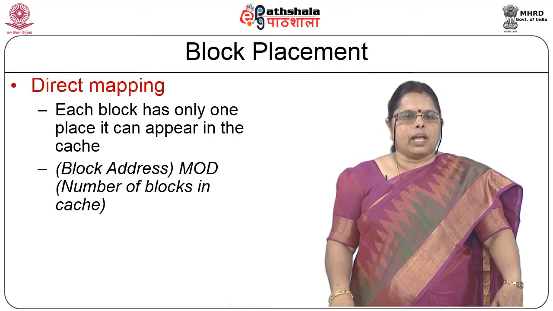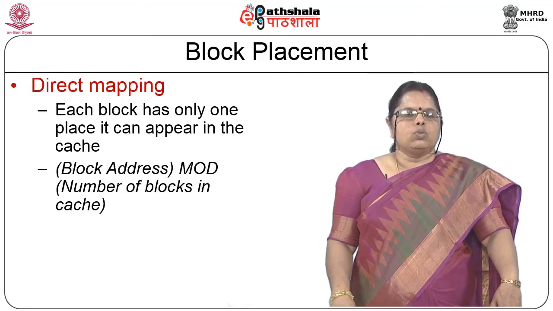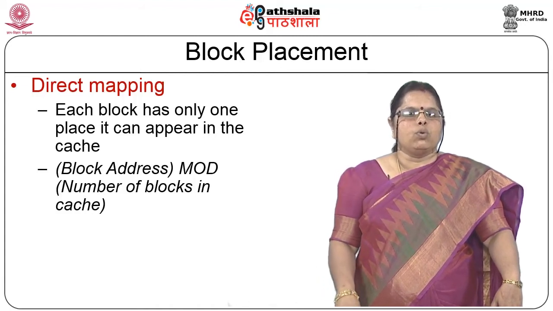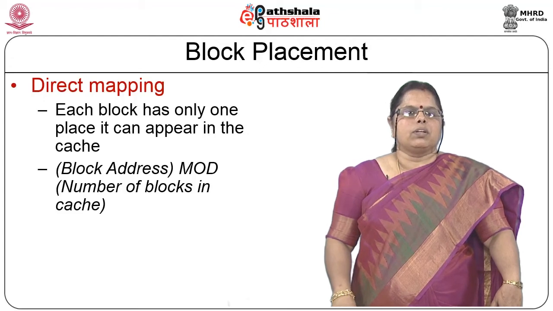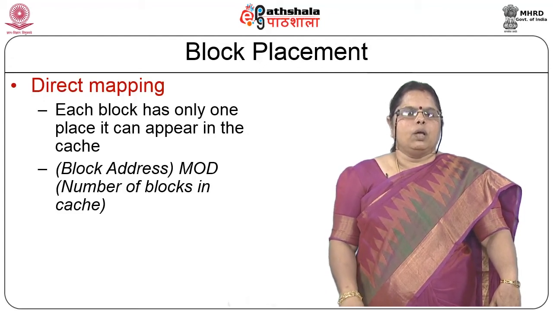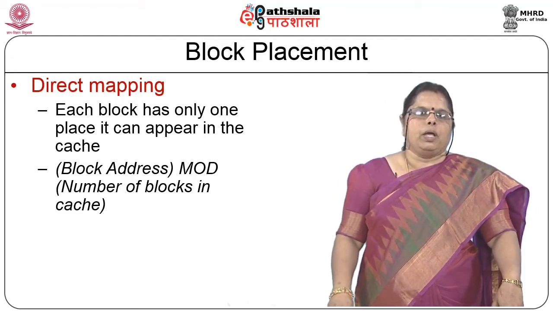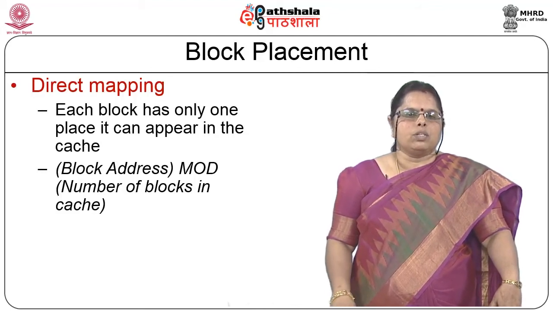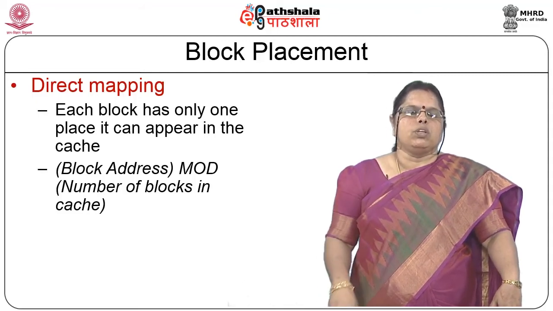Suppose the cache can hold only 8 blocks. Blocks 0 to 7 of main memory will go to blocks 0 to 7 of cache, so that accommodates everything in cache. When it comes to block 8 of main memory, block 8 mod the number of blocks in cache, which is again 8, is going to be 0. So block 8 of main memory will also map onto only block 0 of cache.